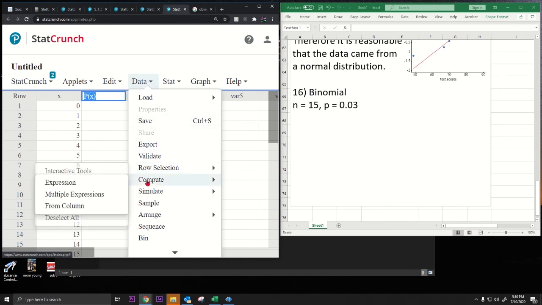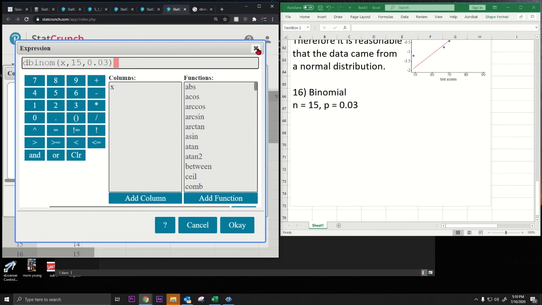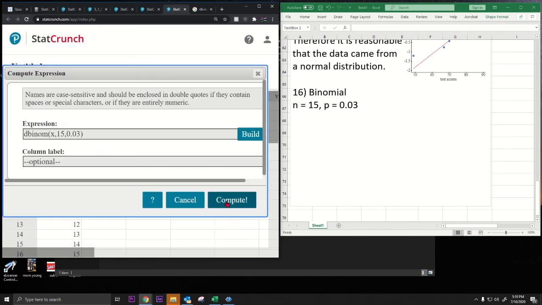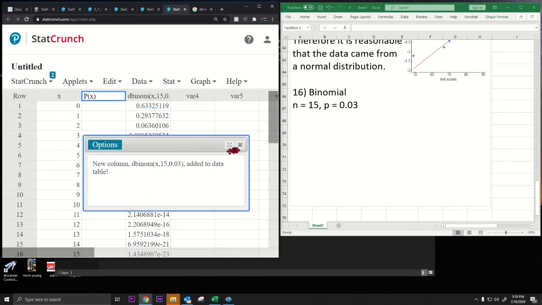Let me do that again for you. Data, compute, expression, D binom, I think I remember it. D binom X, comma 15, comma 0.03. And I didn't press compute. I don't need to press build, I need to press compute. There it is. I see numbers. There we go.